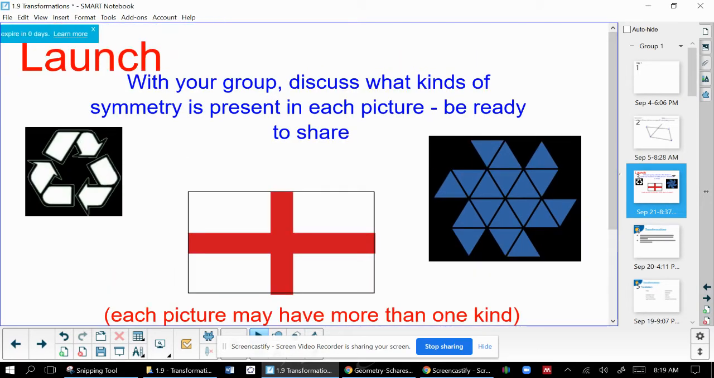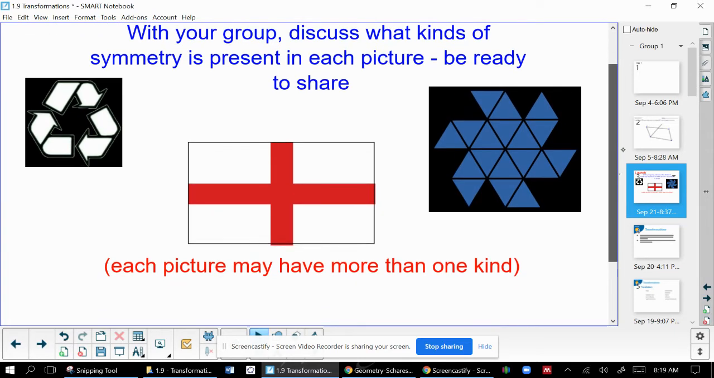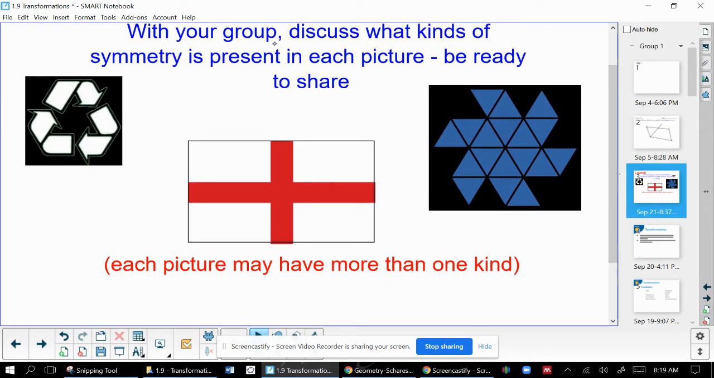So to start off with here, I have 3 pictures. I know you're not able to be in groups this year, but we're going to start off with about 30 seconds maybe. I want you to just pause the video and think about what kinds of symmetry you see in each of these pictures.